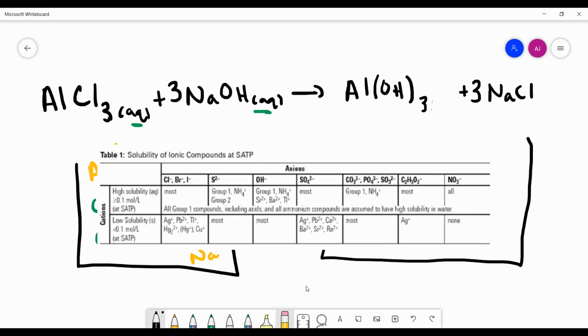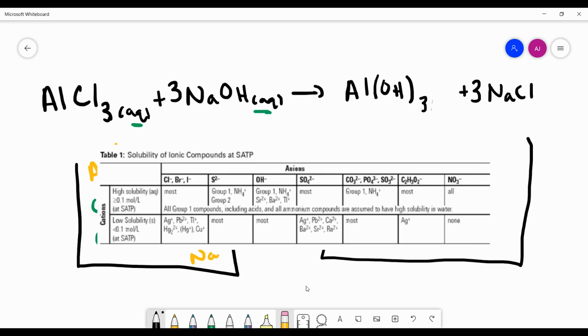So let's review how to use the solubility table. This table groups ionic compounds, or combinations of cations and anions, in terms of whether they are high solubility, as in, if you have greater than 0.1 mole of that compound, will it stay dissolved in 1 liter of water?